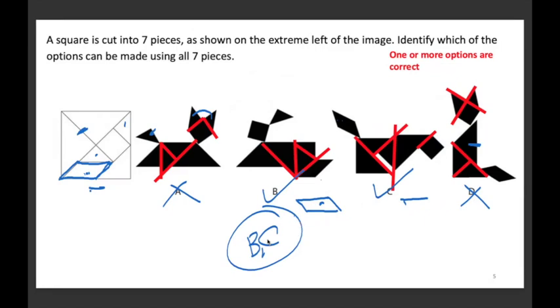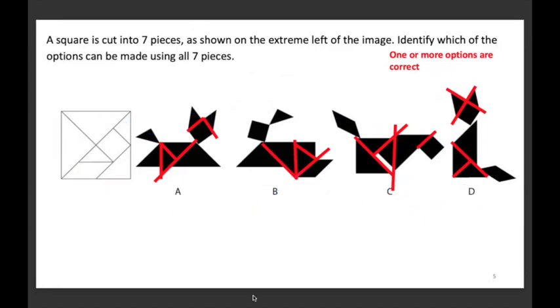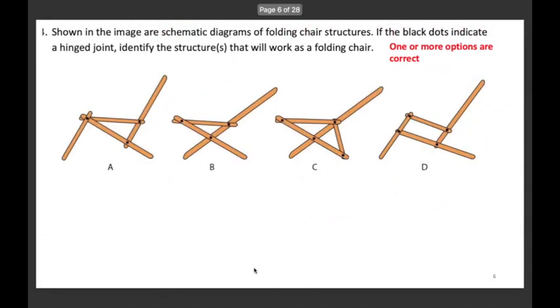Okay, we'll move to the next one. Shown in the image are schematic diagrams of a folding chair structure. If the black dot indicates a hinge joint, identify the structure or structures that will work as a folding chair. One or more options are correct. Here we are given a chair structure. We have to identify which of these structures will work as a folding chair.